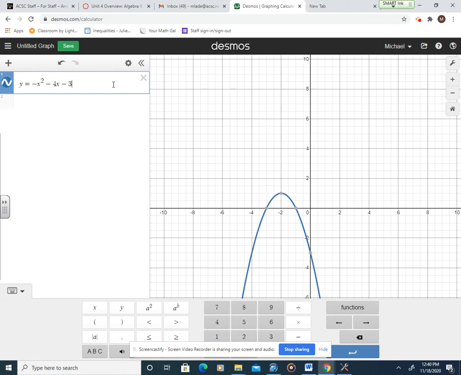Okay? And then identify your vertex, tell whether it's a maximum or minimum point, find the x-intercepts, find the y-intercept. Okay? So the vertex is right here. So that's a maximum point. That's my highest point on my graph. The coordinates of that point is negative 2, 1.